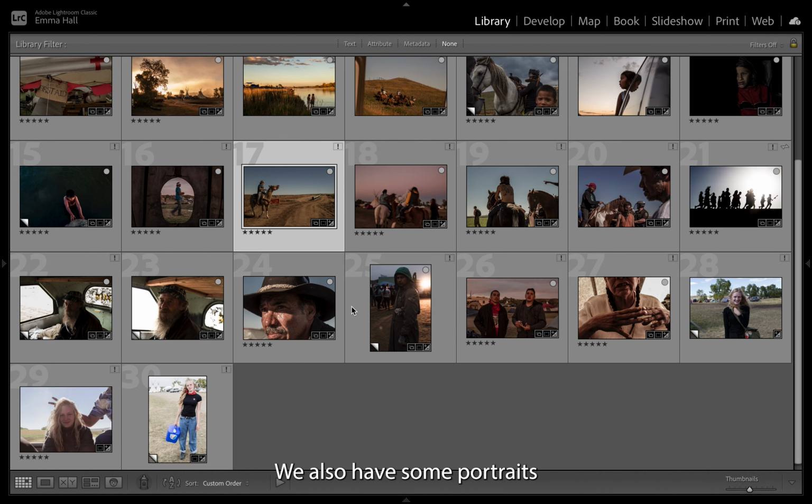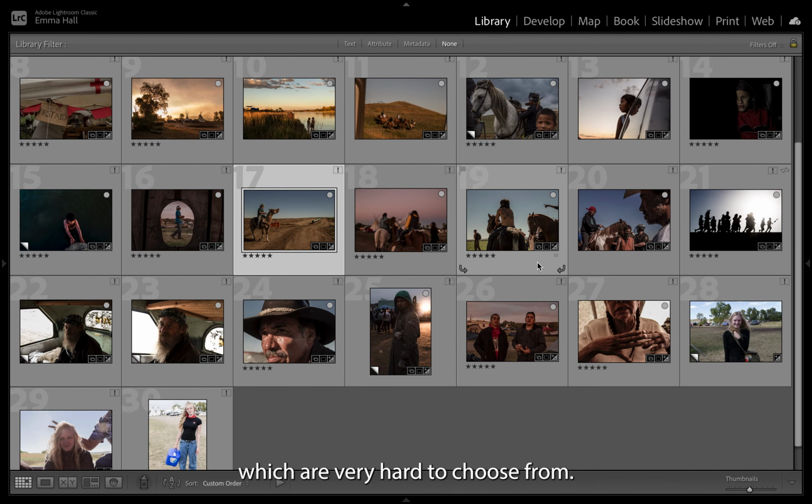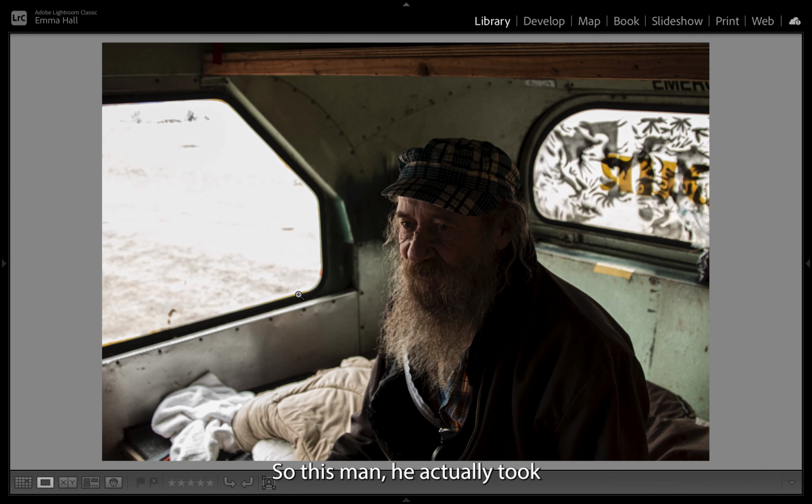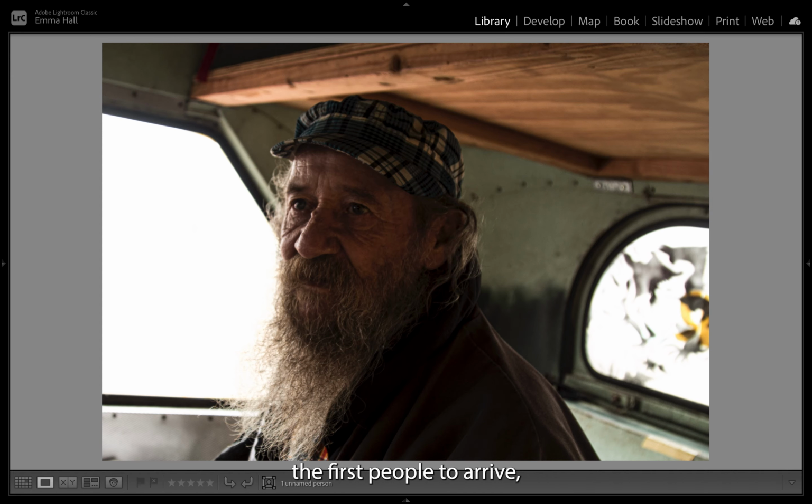And then, let's see what else. We also have some portraits, which are very hard to choose from. So this man, he actually took a bus from the East Coast. I can't remember where it was. I want to say it was like North Carolina or something like that. Taking a bus full of people who wanted to stand with the Native Americans and protest the pipeline. So he bought this bus and took a bunch of people down. And he was actually one of the first people to arrive with the Native American protesters. So I thought he was kind of an interesting character, had a really interesting face.